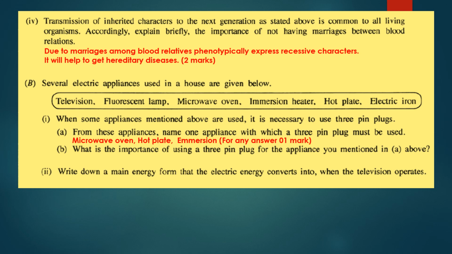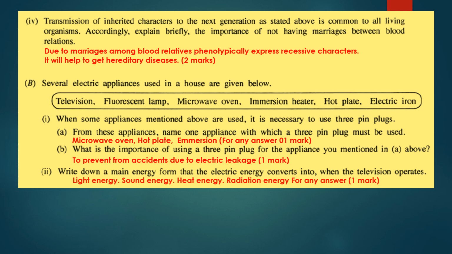Part B. What is the importance of using the 3-pin plug for the appliance you mentioned in A above? To prevent accidents due to electric leakage. You can earn 1 mark. Part 2. Write down the main energy form that the electric energy converts into when television operates: light energy, sound energy, heat energy, radiation energy. For any answer, 1 mark.